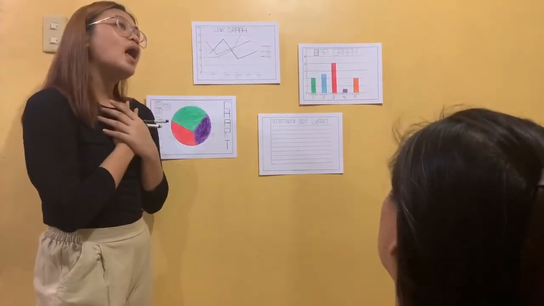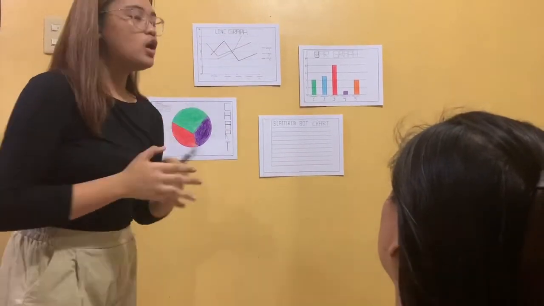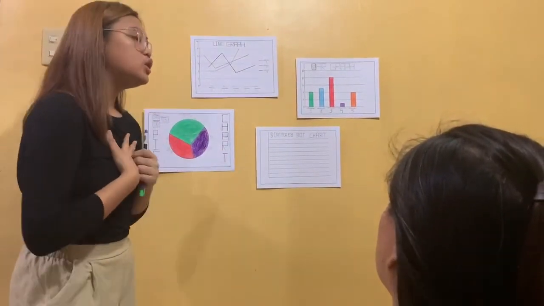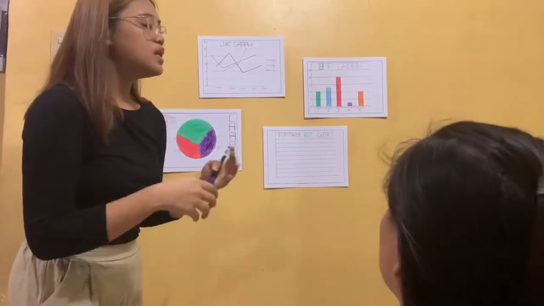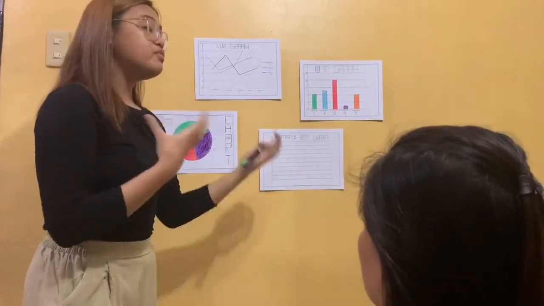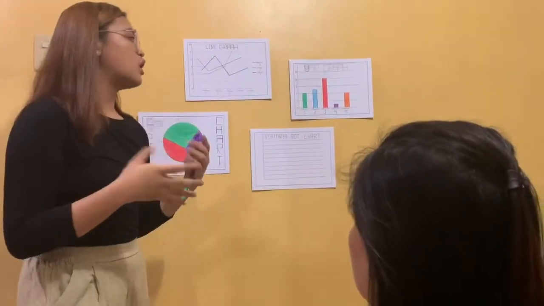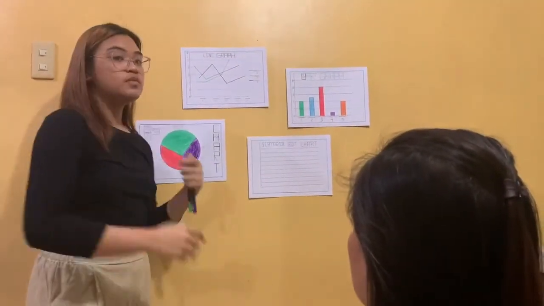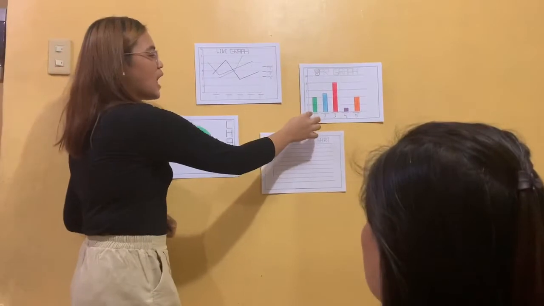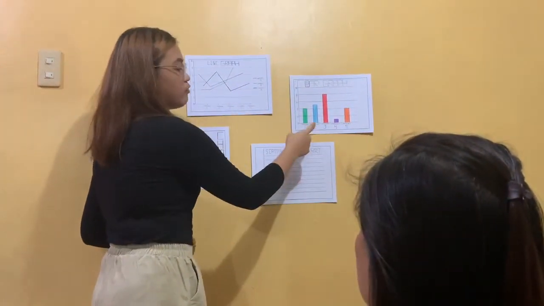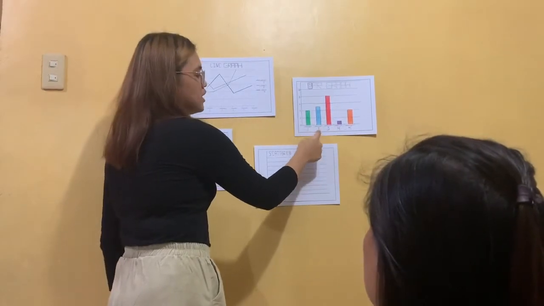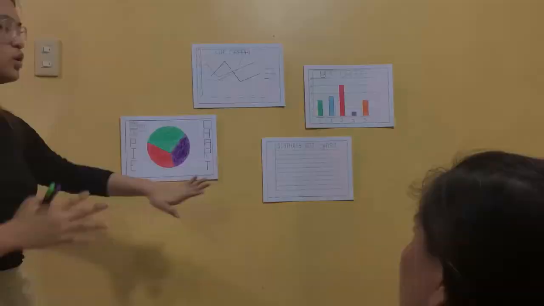For example, I made a survey where I want my students to give me their favorite movie genre. Bar graph is the best graph for me to use because this represents how many students answered each category. For example, we have romance, we have comedy, action, sci-fi.